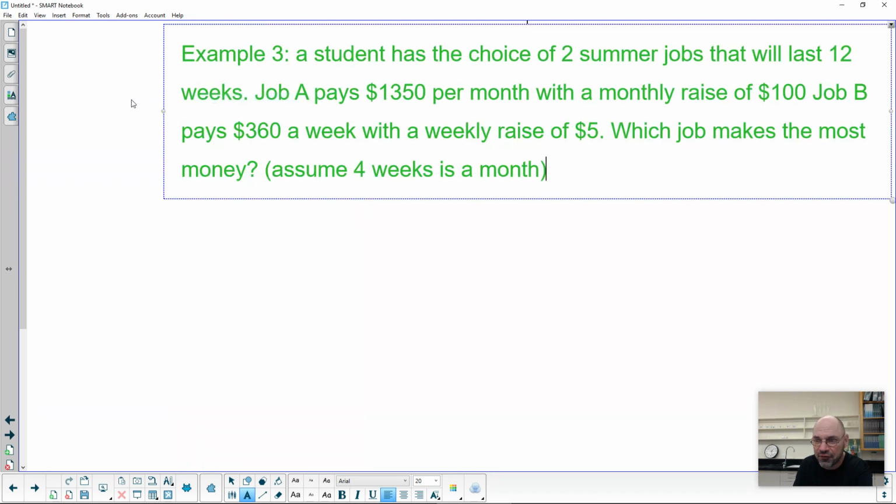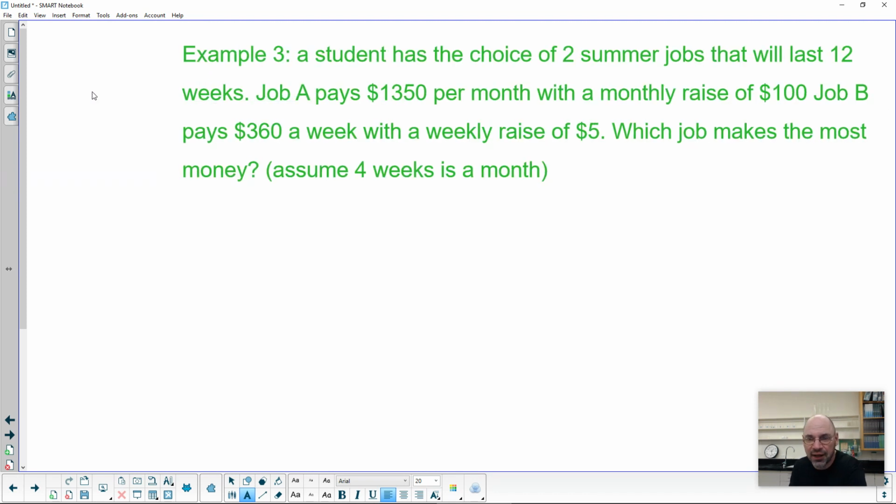Okay, so third example here. A student has a choice of 2 summer jobs that will last 12 weeks. Job A pays $1,350 per month with a monthly raise of $100. Okay, monthly raise, that means after 4 weeks. Job B pays $360 a week with a weekly raise of $5. Which job makes the most money?